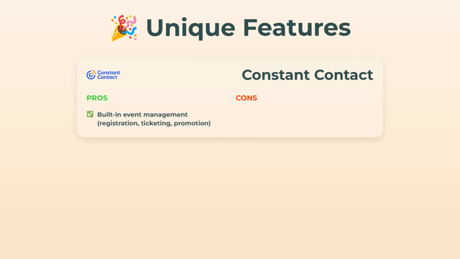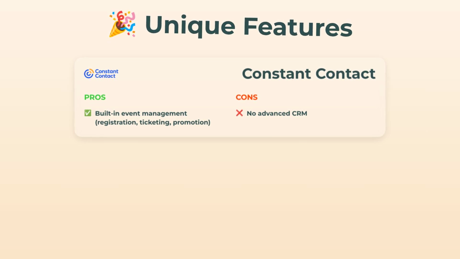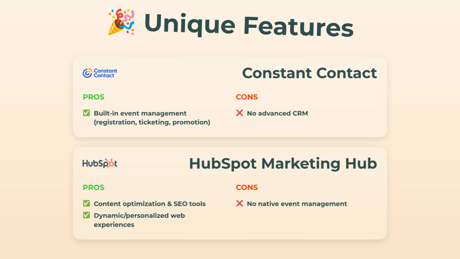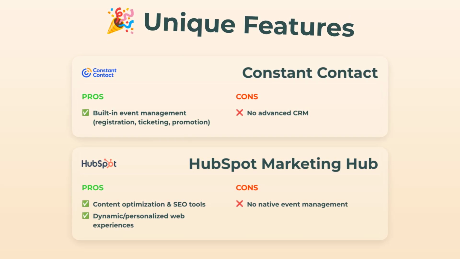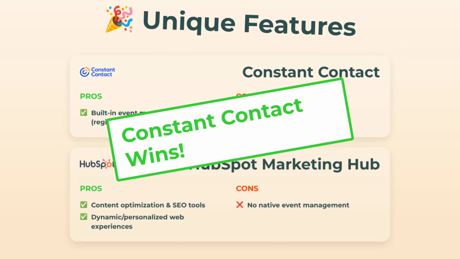Unique features. Let's geek out. Constant Contact packs built-in event tools like registration, ticketing, promo, all in one spot. No plugins, no weird hacks, just do your thing. It's ridiculously convenient for event-heavy marketing. The downside? You miss out on advanced CRM stuff. Now, HubSpot flips the script with content optimization, SEO tools, and crazy dynamic personalized web experiences, but no native event management at all. So on quirky, standout features, Constant Contact nails it.